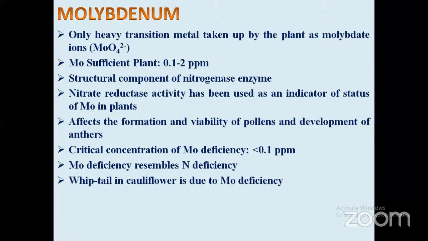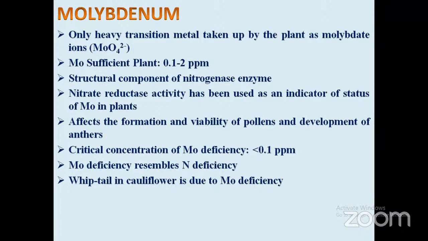That is why the molybdenum requirement of the nodulated legume is particularly high, because legumes require this nitrogenase enzyme to fix atmospheric nitrogen, right? So molybdenum is required for these nodulated legumes. Another is nitrate reductase activity, which has been used as an indicator of status of molybdenum in plant. You see, one is that molybdenum is a component of nitrogenase enzyme. Another is that nitrate is reduced by nitrate reductase enzyme in the cytoplasm by the transfer of electron from molybdenum to nitrate.